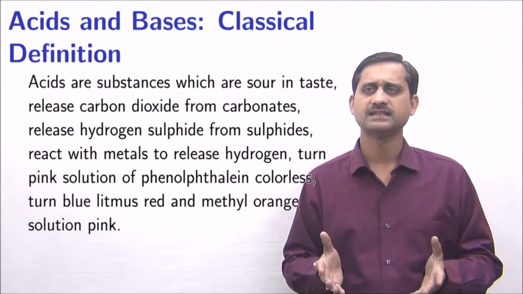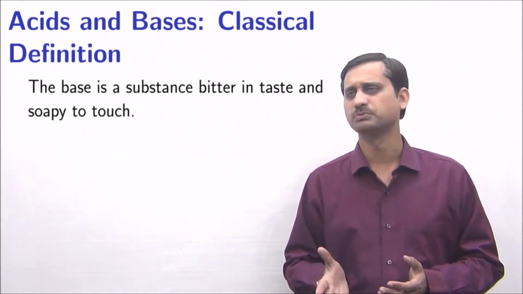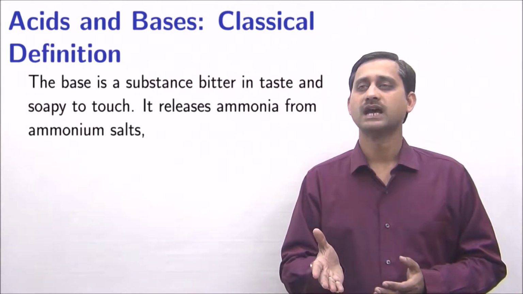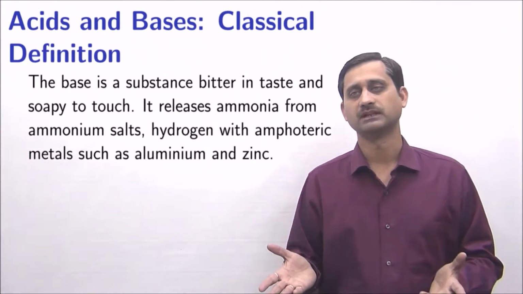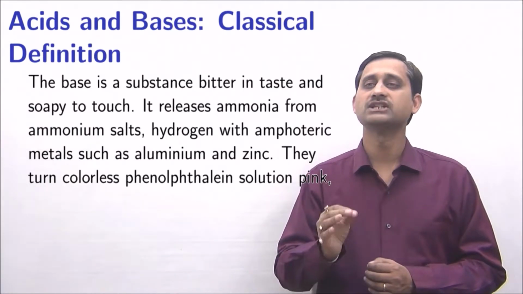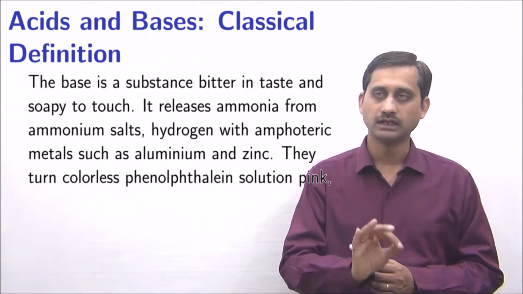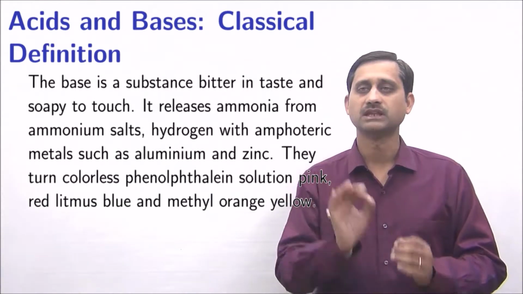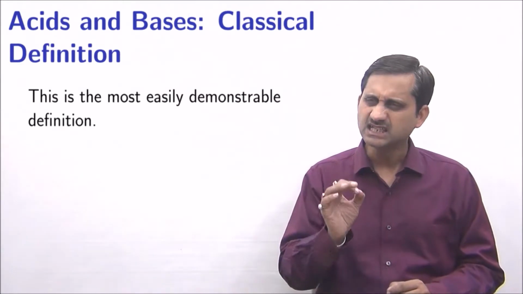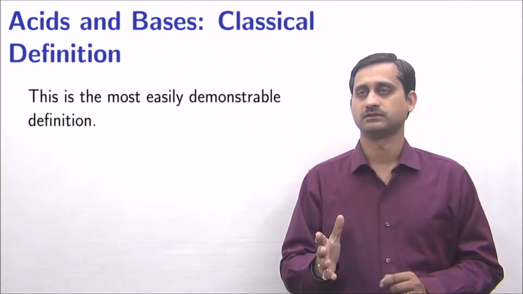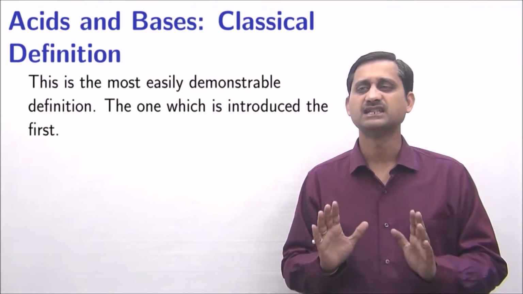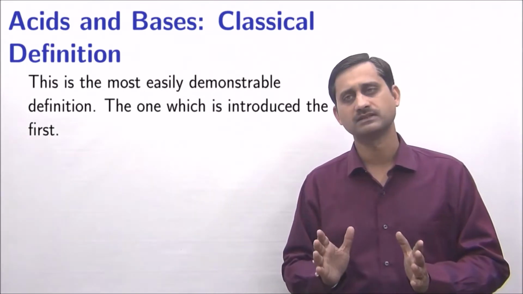Similarly, the base is bitter in taste and soapy to touch. It releases ammonia from ammonium salts and hydrogen with amphoteric metals such as aluminium and zinc. They turn colorless phenolphthalein solution pink, red litmus blue, and methyl orange yellow. This definition is the easiest to demonstrate. It is the one used to give the initial introduction and distinction between acids and bases.